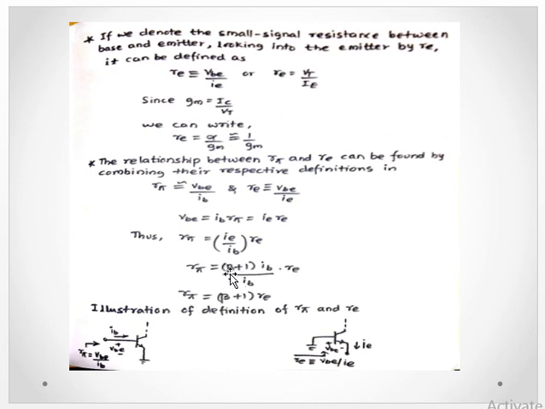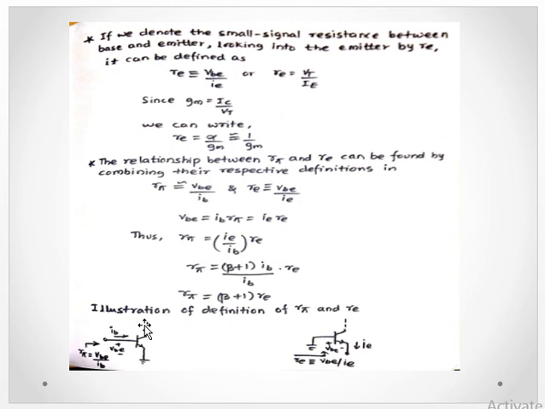For larger values of beta, beta plus 1 will be nearly equal to beta, so in that case we can neglect this plus 1 and directly write beta times IB. IB will get cancelled. So you are left with R pi equal to beta plus 1 times RE, or for larger values of beta, R pi will be nearly equal to beta times RE. What is RE? Emitter resistance. What is R pi? It is the base and emitter junction resistance in between those two.